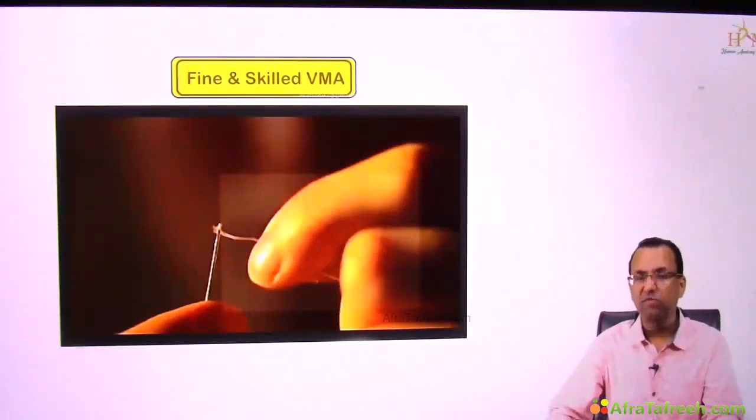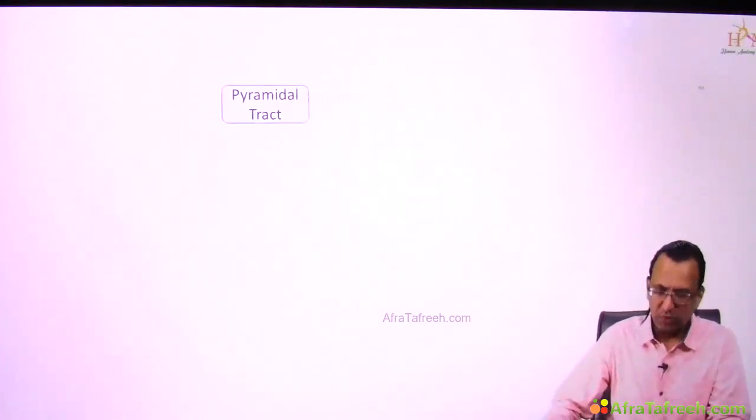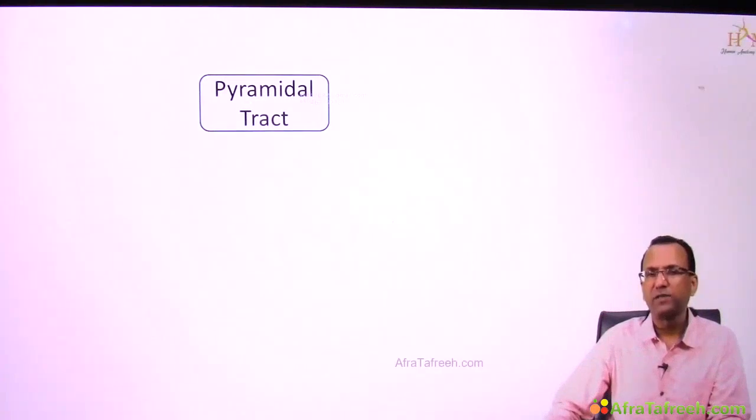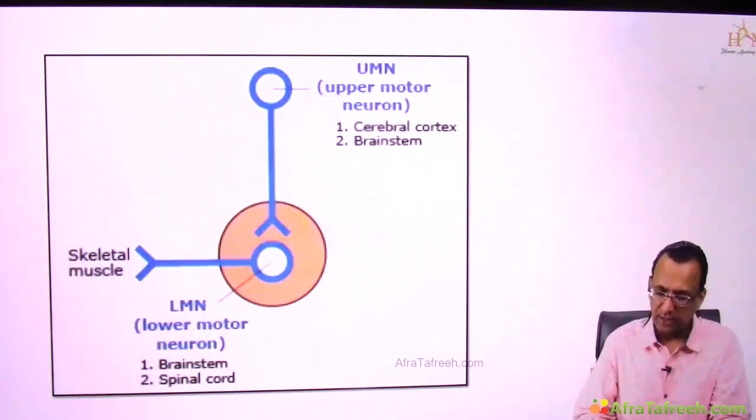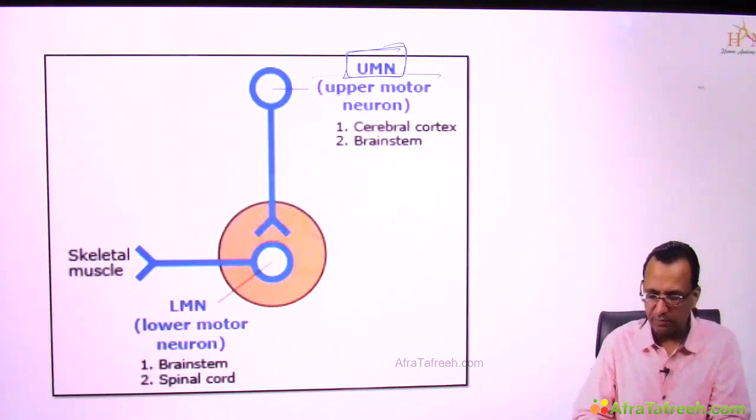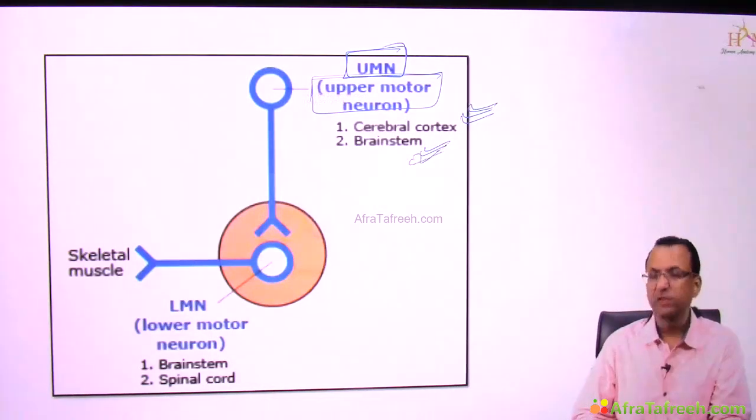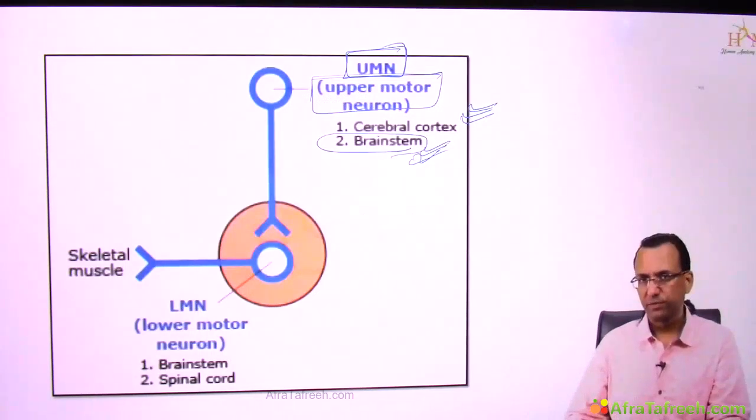Fine and skilled voluntary motor activity. Okay. So we want to talk more about the pyramidal tract now. As you do that, understand, there is upper motor neuron which is in the cerebrum, and it can also be in the brainstem, though mostly they are in the cerebrum. Brainstem is mostly having lower motor neuron.